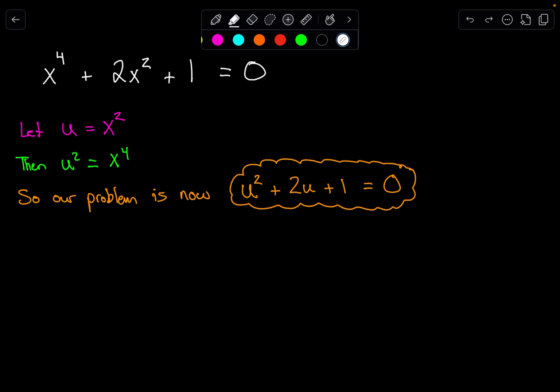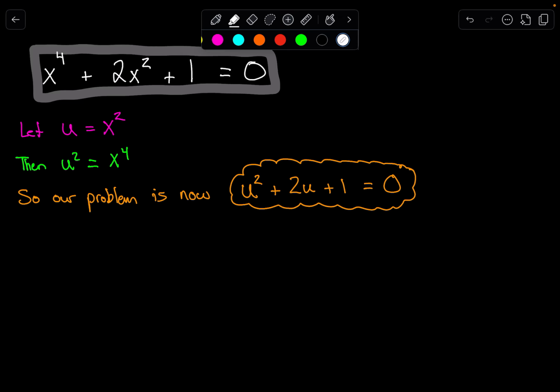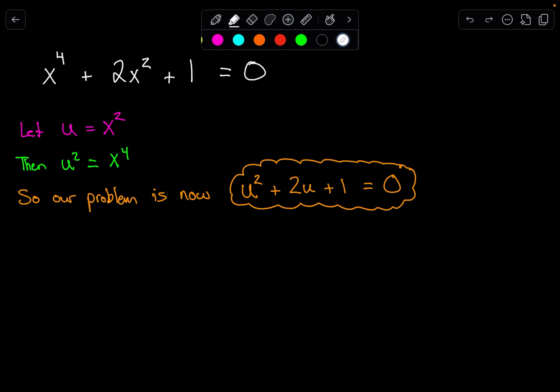The first thing that needed to happen is that the problem we were given has to magically allow this to happen. It has to be in a form where, if I choose to make this substitution here, it's all going to perfectly work out.